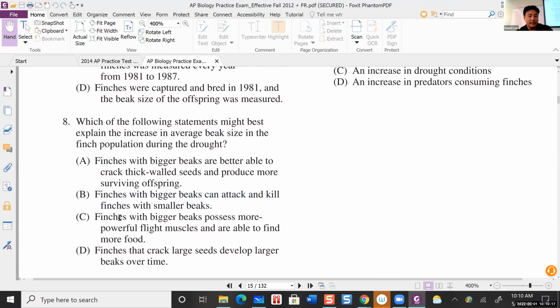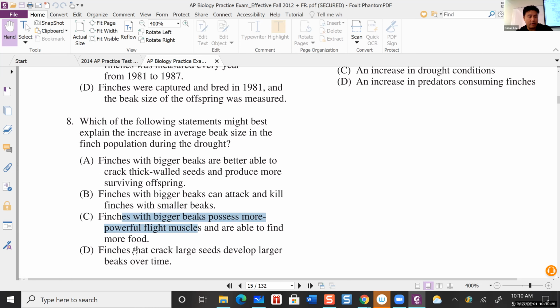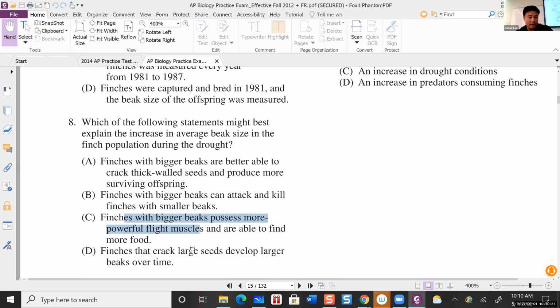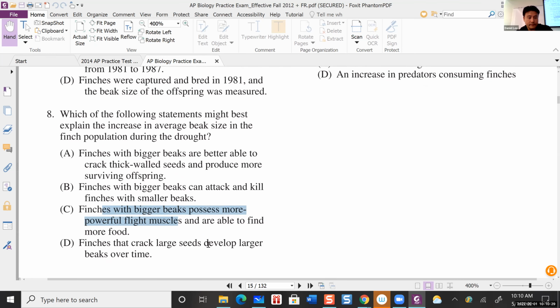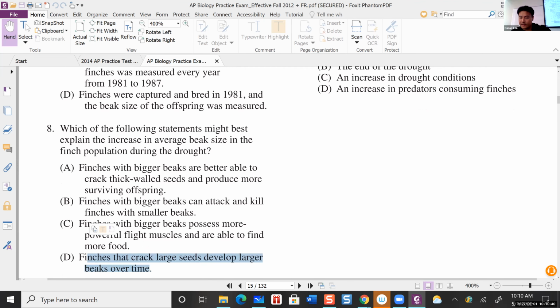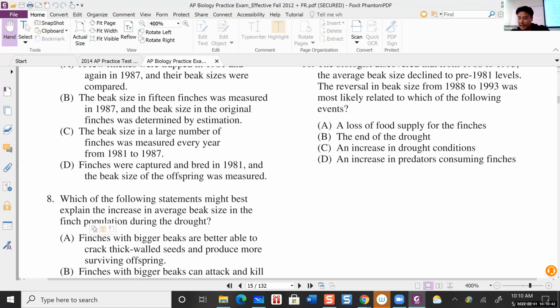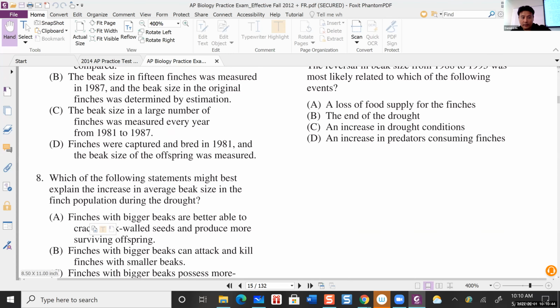C: finches with bigger beaks possess more powerful flight muscles. No, it's not about flight muscles. The key is that they can crack large seeds. D: finches that crack large seeds develop larger beaks over time. They are the ones who survive and reproduce. All right, so that's number eight, and the answer is the last one. You eliminate and see what you can do.